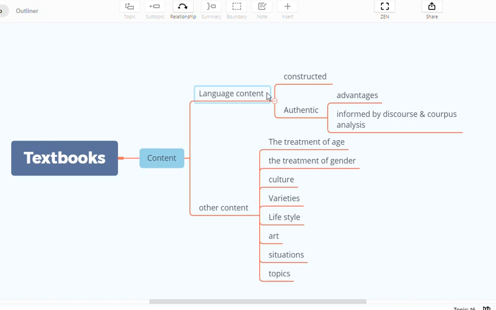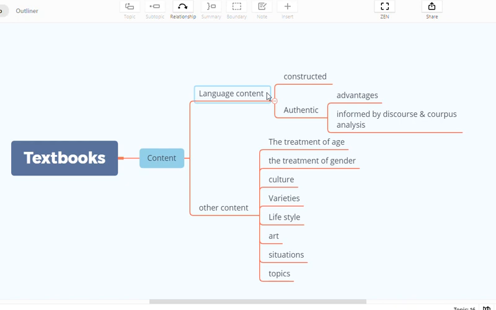The other one is the lifestyle or styles which are included in the materials, or whether the materials are encouraging the readers to adhere to particular lifestyles, or they are introducing particular lifestyles. In terms of art, what art is included, is introduced, is focused on in the material. The situations included in the materials, the topics included in the materials.